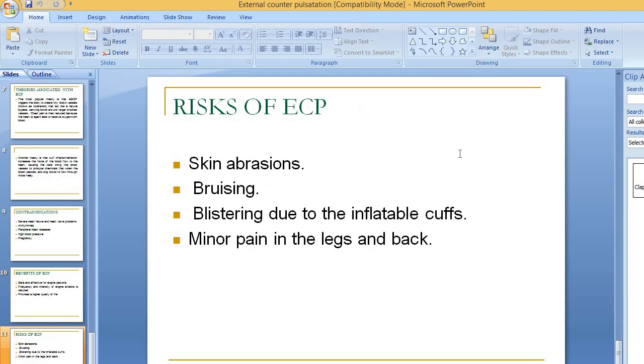And some of the risks are skin abrasions, bruising, and blistering due to the inflatable cuffs, and there is minor pain in the legs and back. So these are all the risks of ECP. External counterpulsation is a very important thing in the biomedical field that you should know. Okay, so thank you.